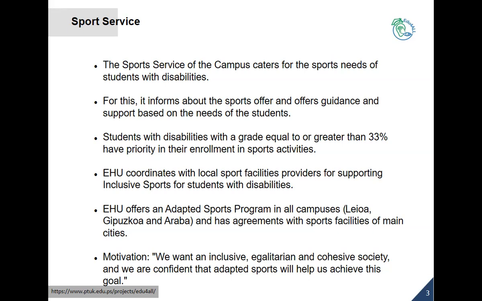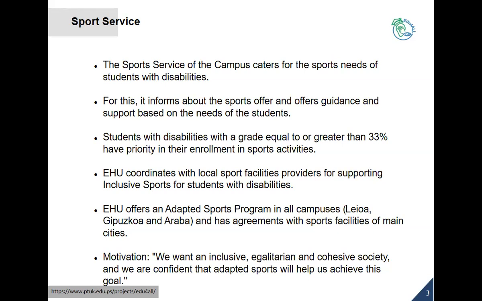The motivation for this service is that we all want an inclusive, equalitative, and cohesive society, and they say that we are confident that adapted sports will help us achieve this goal, because sports activity, I think, is a very good opportunity to build social relationships, to meet with other people, and it's very enriching.